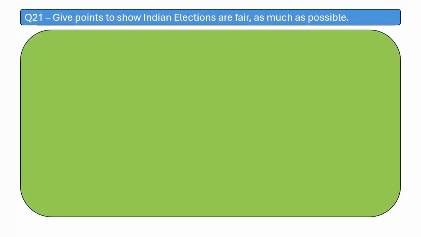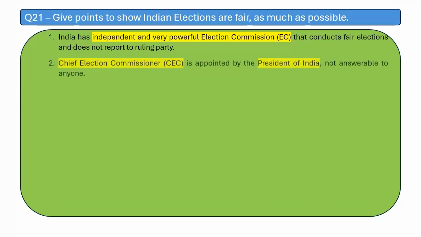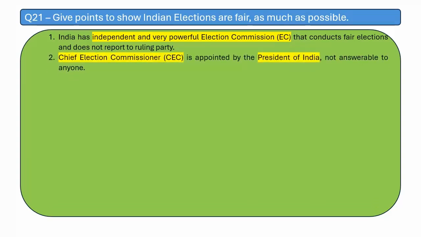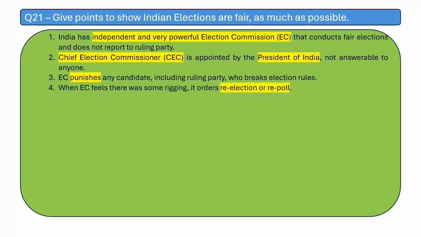Key point to show that Indian elections are fair as much as possible. India has independent and very powerful election commission, which is called EC, that conducts fair election and that does not report to the ruling party. The chief election commissioner, who is the head of EC, election commission, is appointed by President of India and he is not answerable to anyone. The EC, that is Election Commission, punishes any candidate, including the ruling party, who breaks election rules. When EC feels that there was some mismanagement or rigging or unfairness in the election, it orders a re-election or a re-poll.